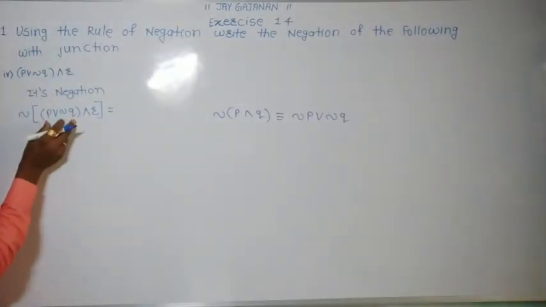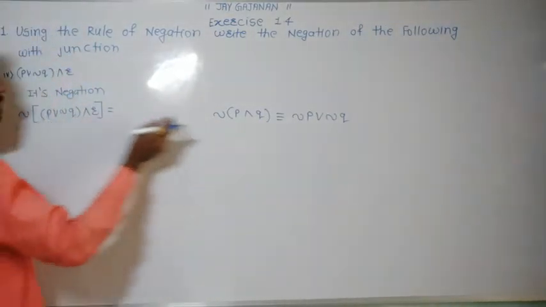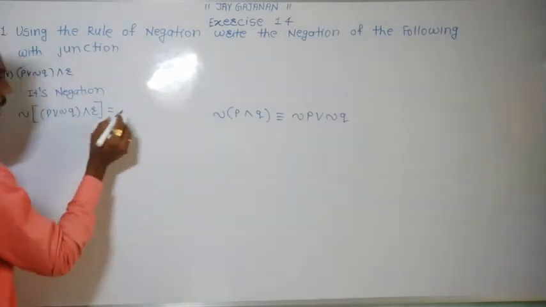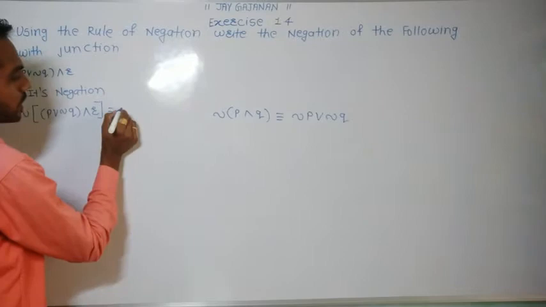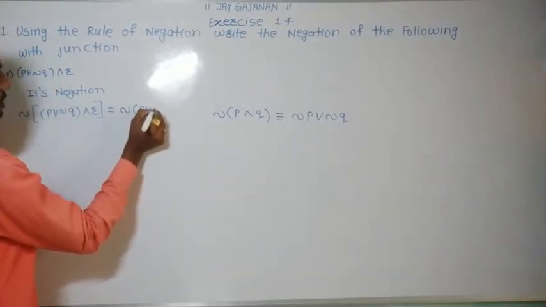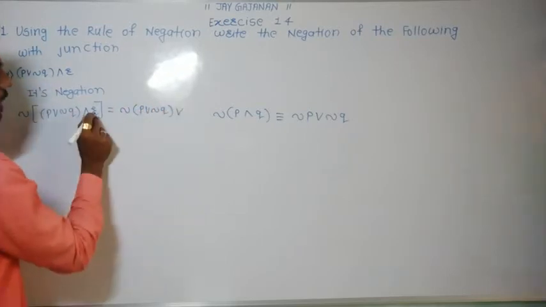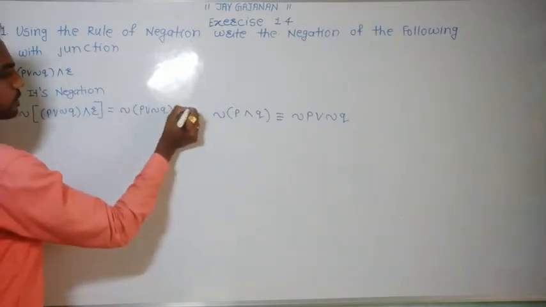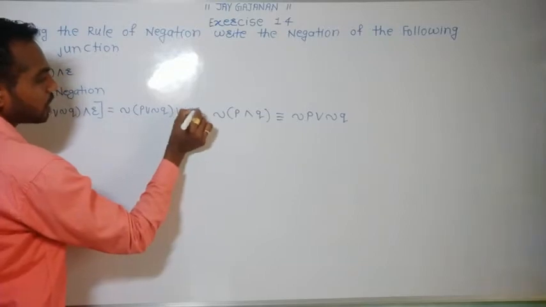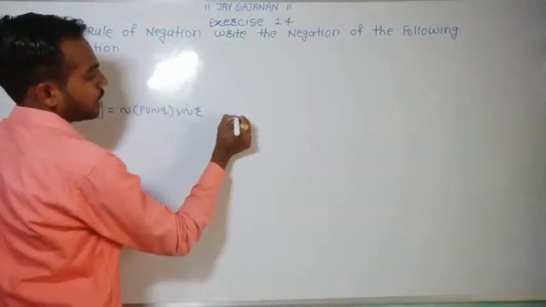Here the bracket is P and R means Q. Let us consider the bracket means P, and Q means R. Then we can write negation of P means negation of the bracket, negation of P or negation Q, and replace by R, and Q means R. Then negation Q means negation R by De Morgan's law.